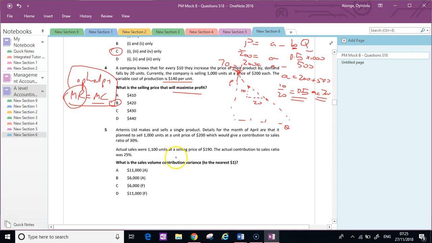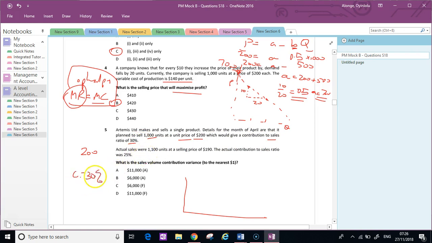So now again, be really careful. I'll keep saying it, it's just practice. Contribution is what I need. I need contribution, and then draw your little graph, and you're done. Anytime you're doing any of these sort of contribution variance things, just volume, whatever, just get the contribution. The details are to sell 1,000 units at a unit price of 200 to give a contribution to sales ratio of 30%. So they tell us the selling price is 200, and they tell us the contribution to sales ratio is 30%, right?